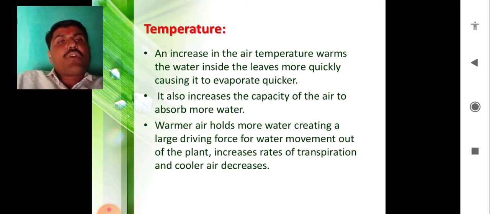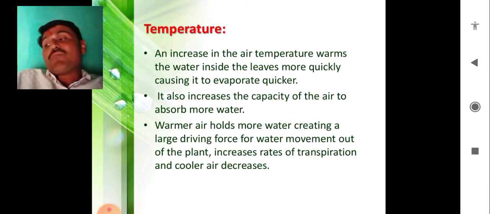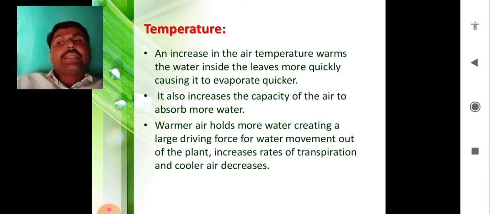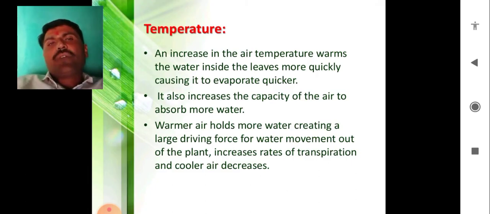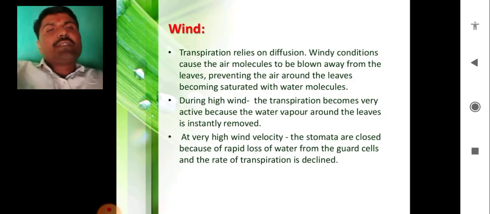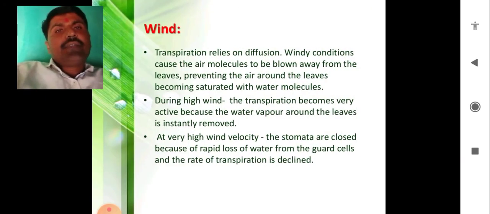Increasing the air temperature warms the water inside the leaves more quickly, causing it to evaporate. It also increases the capacity of the air to absorb more water. Warmer air holds more water, creating a large driving force for water movement out of the plant, which increases the rate of transpiration, and cooler air decreases the rate of transpiration. Cool air is what we see in the winter season. So in that season we find the rate of transpiration decreases and is very low.